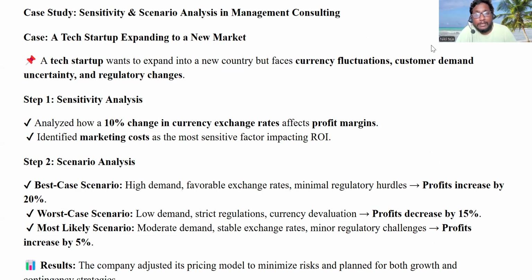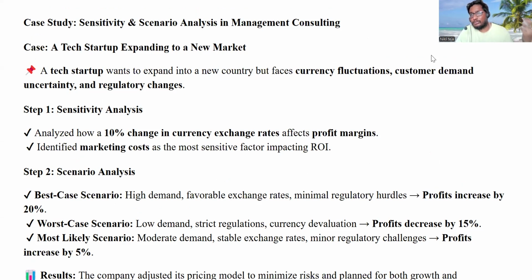A tech startup wants to expand into a new country but faces currency fluctuations, customer demand uncertainty, and regulatory changes. For example, for currency fluctuations, you can take the Indian rupee as an example. Yesterday it was 86 rupees. Now it fell to 85 rupees, and someday it will become 88 rupees. So currency fluctuations happen, right? So they are facing problems because of currency fluctuation, and customer demand uncertainty, because they cannot predict the customer demand. And regulatory changes. Sometimes SEBI will be changing the regulatory rules, right? So they are facing this problem.